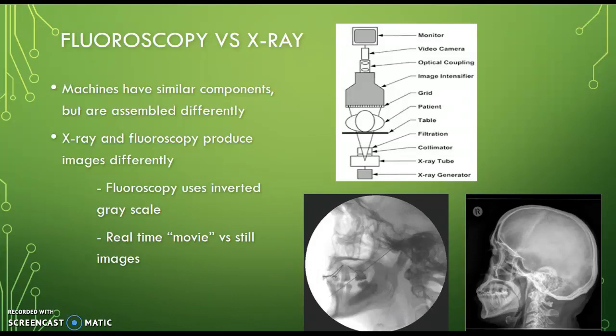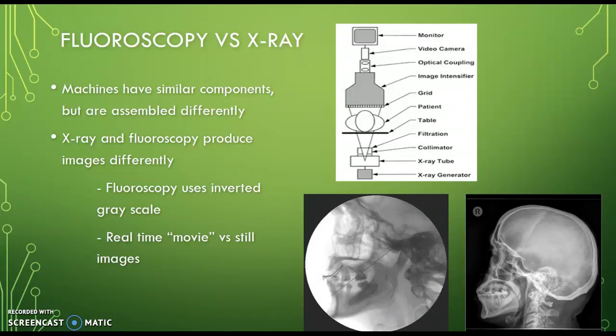A real-time movie is created with fluoroscopy versus the still X-ray images, and the live image is a result of many single pictures taken with a high frame rate. That way the human eye can't really tell the difference between if it's a movie or a lot of still pictures, one after the other.